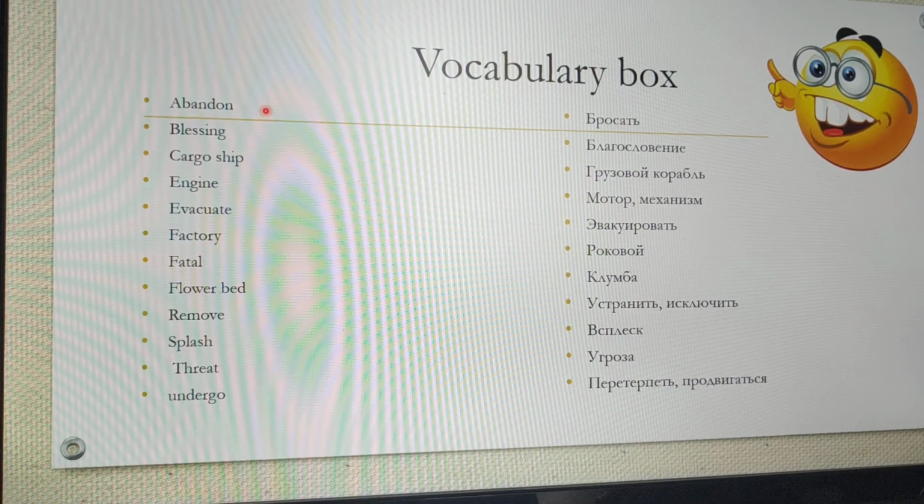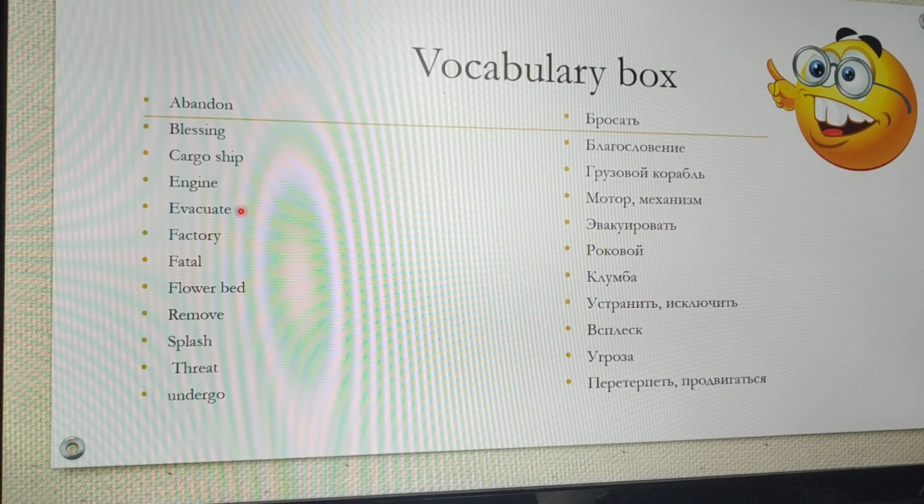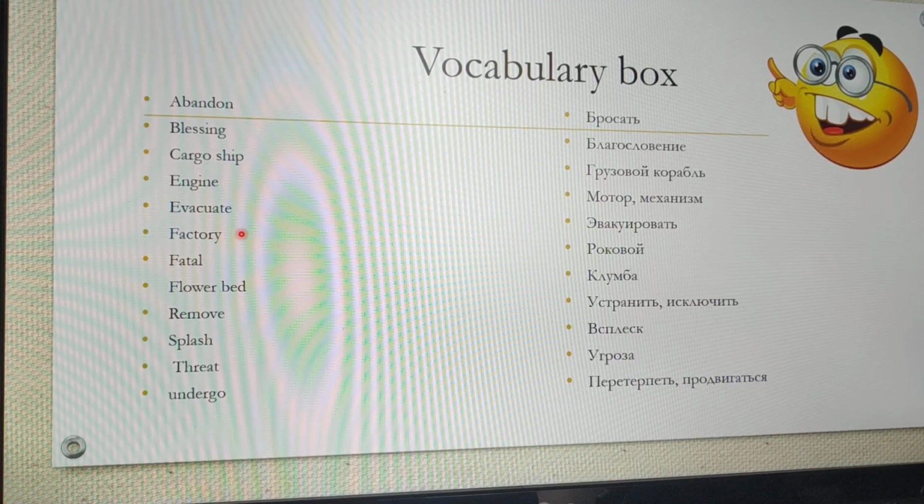Abandon. Blessing. Cargo ship. Engine. Evacuate. Factory.